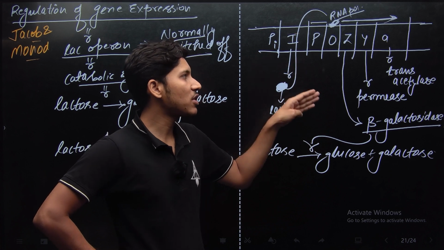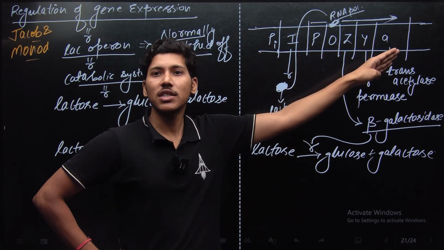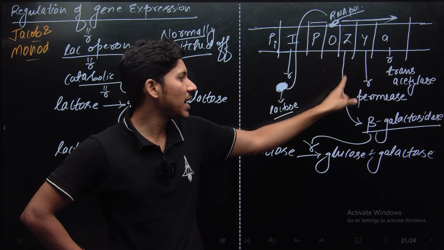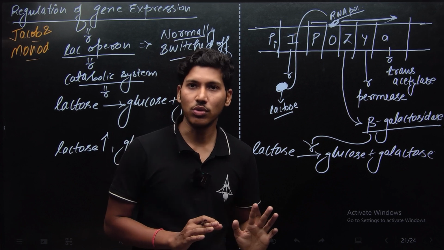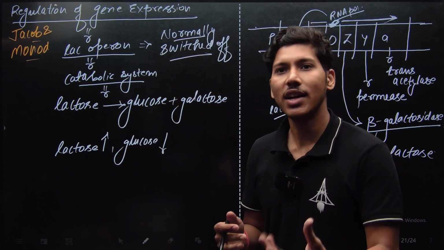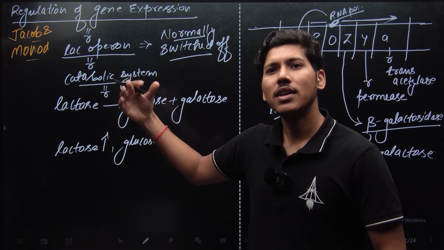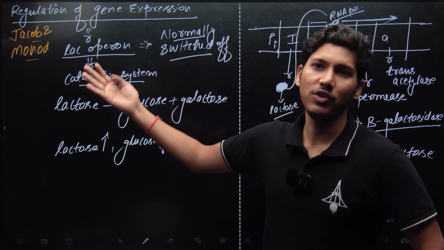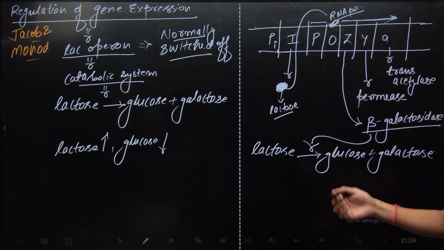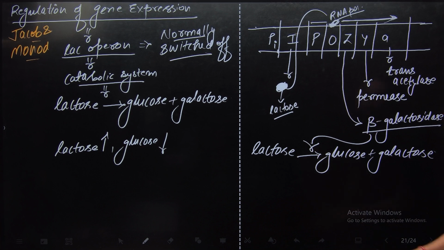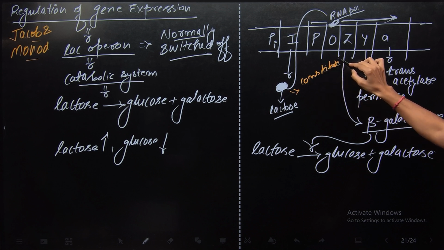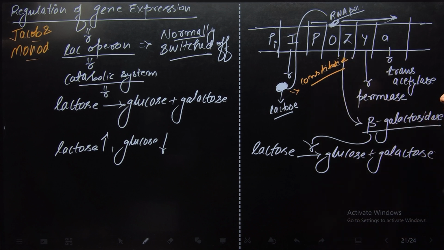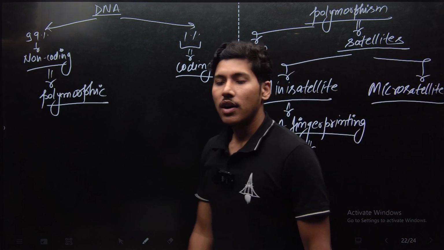And hence in the absence of glucose, this operon is switched on and beta-galactosidase is produced, which breaks down lactose into glucose and galactose. So that's how gene regulation is done. This is a very simple case, but it is done in any kind of gene. One very important thing is that this inhibitor is a constitutive protein. It is a constitutive protein because it is produced all the time in the cell of E. coli.